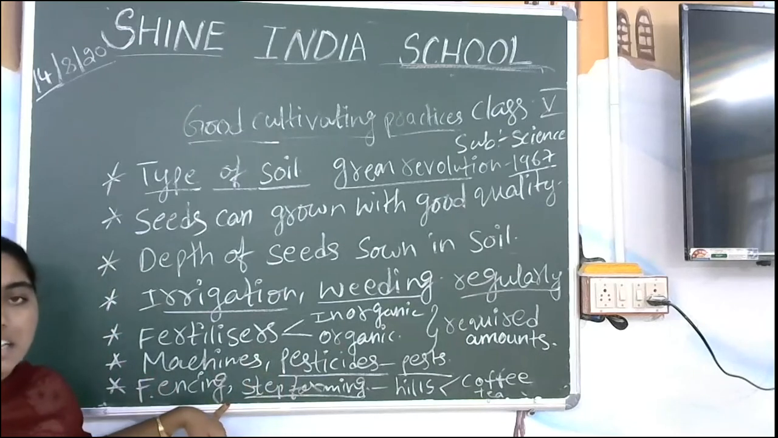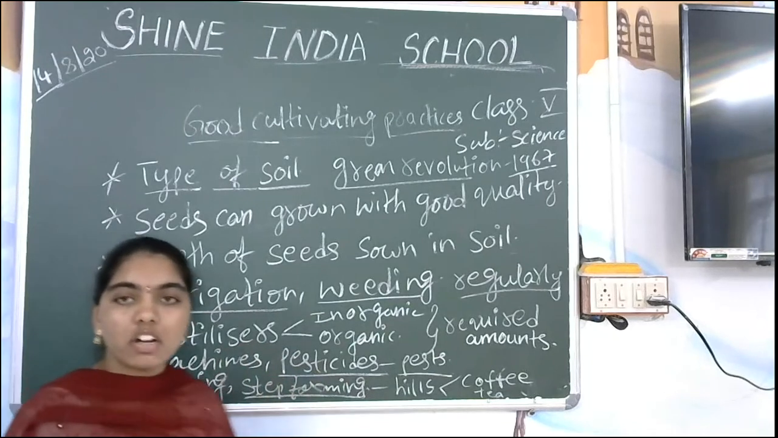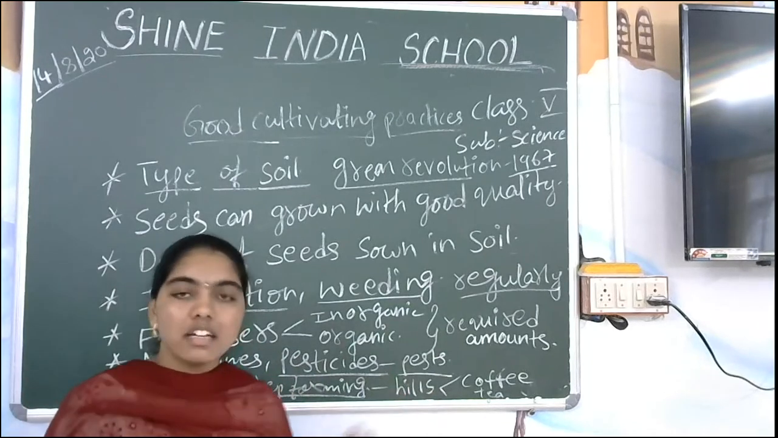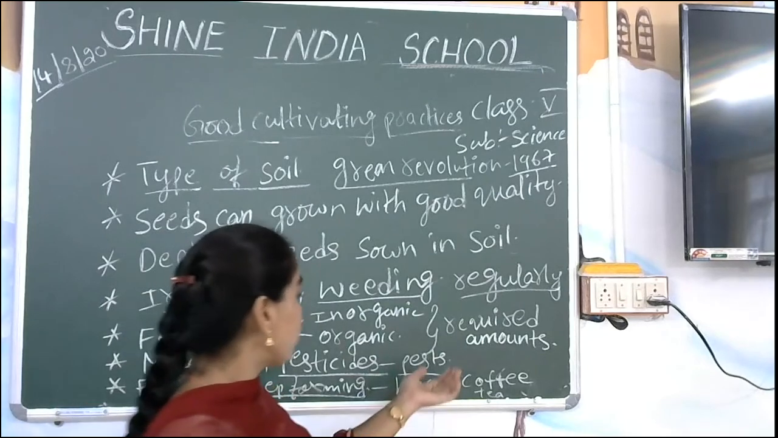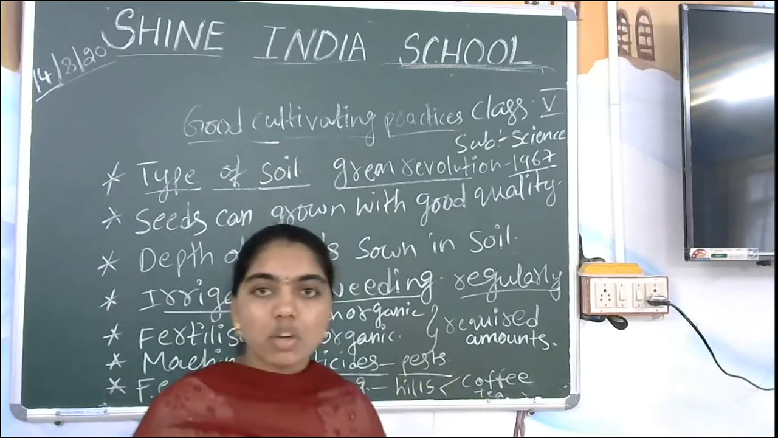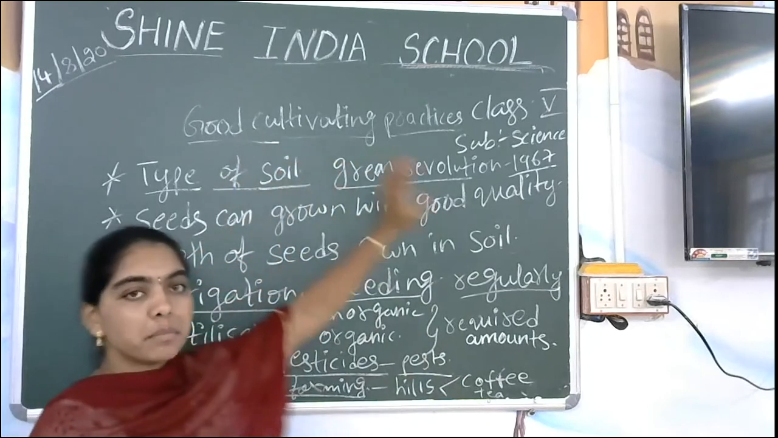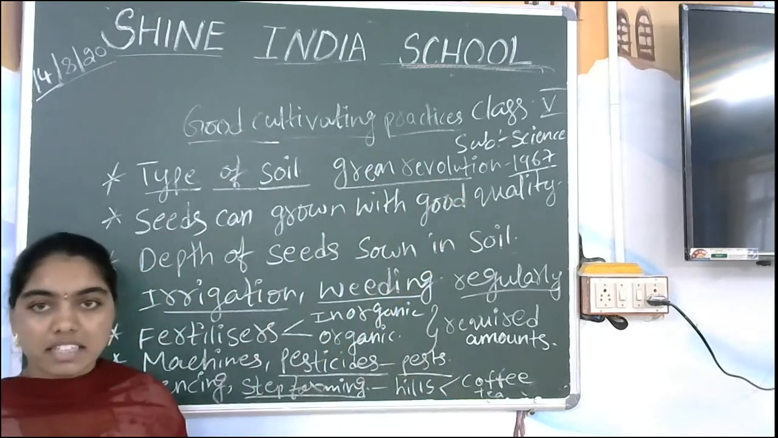Next one, fencing. Why are we using fencing? So that no animal enters the field. Next one, step farming, we have already seen. Mostly in hilly areas, what type of crops will be grown? Coffee or tea. And what is our topic name once again? Food cultivating practices. These are the main cultivating practices.